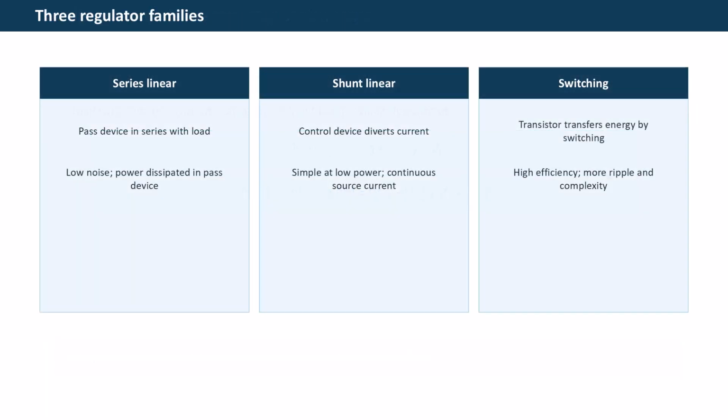Series and shunt regulators are linear regulators. A switching regulator uses a different energy transfer mechanism. This lesson concentrates on discrete series linear regulators, where the control element is placed directly in the load current path.